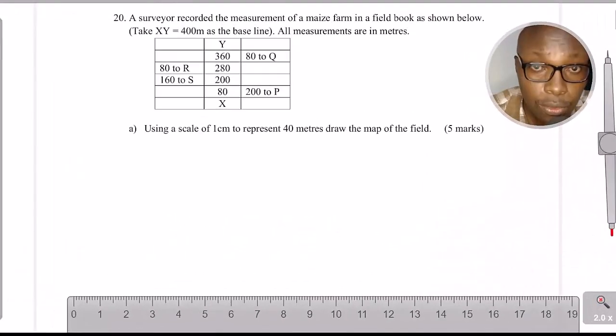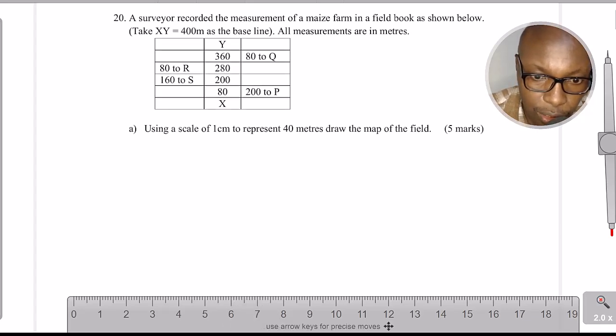Hello and welcome. Let's solve this question on surveying techniques. A surveyor recorded the measurements of a maize farm in a field book as shown below. Take XY to be 400 meters, the baseline. All the measurements are given in meters. So the information is there in the surveyor's book.